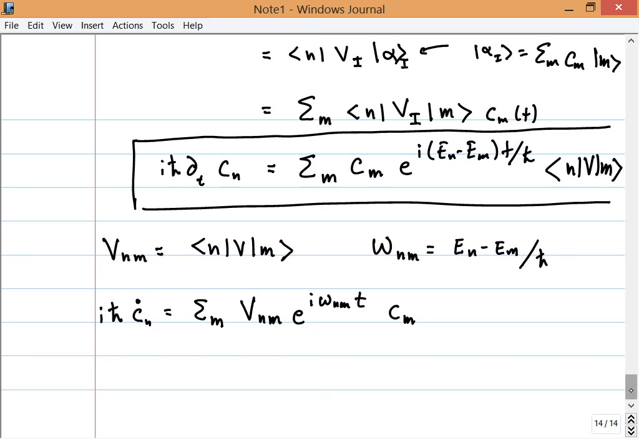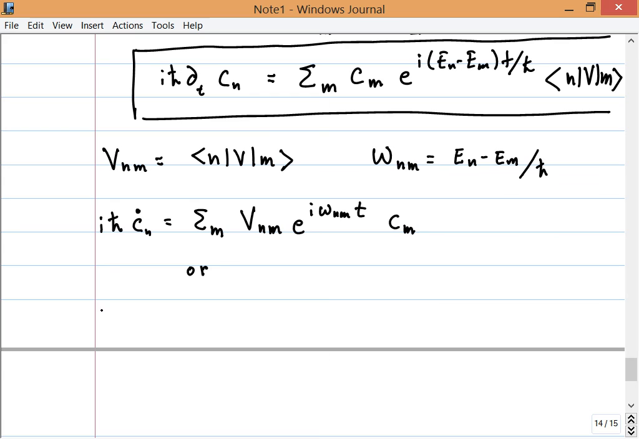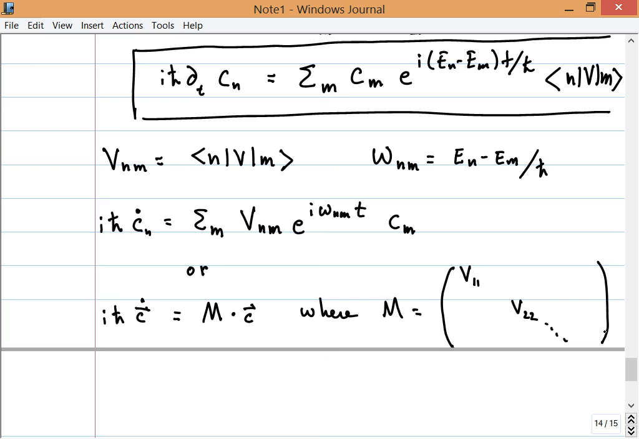Or if you want to think about this as a matrix differential equation, you could think of the c's as a column vector, and then this just says that c dot is M times c, where M is the following matrix. It's the one whose elements along the diagonal are just the diagonal elements of V as a matrix, and then the off-diagonal elements have these extra phases. And M is a Hermitian matrix, as can be proven pretty easily just by using the hermiticity of the Hamiltonian and hence of the operator V.